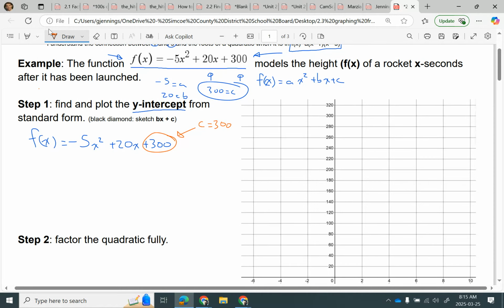This value here, the c value, is 300. And that's going to correspond to this point on the graph, 300 there. So whenever you have your c value, that always gives you the point 0, c, which in this case is 0, 300. This is the y-intercept. Make yourself a note so that you can remember this trick. You just take the c value. That's it. So we're going to go ahead and put that on. Go ahead and label your point 0, 300. There's our initial value of the rocket.